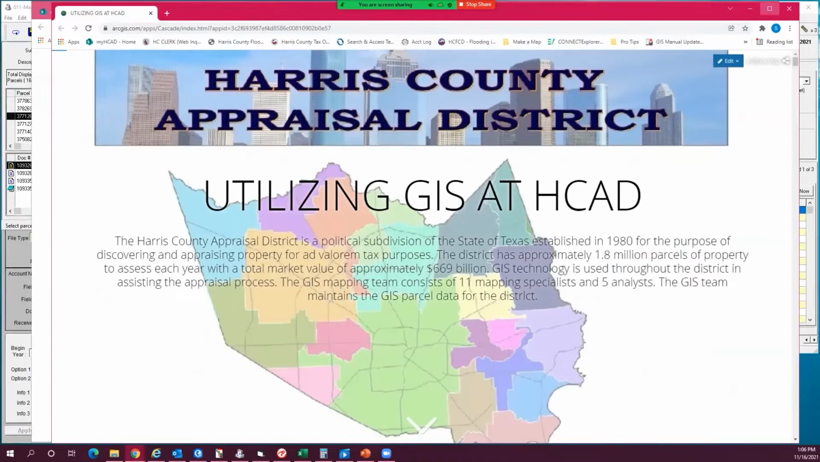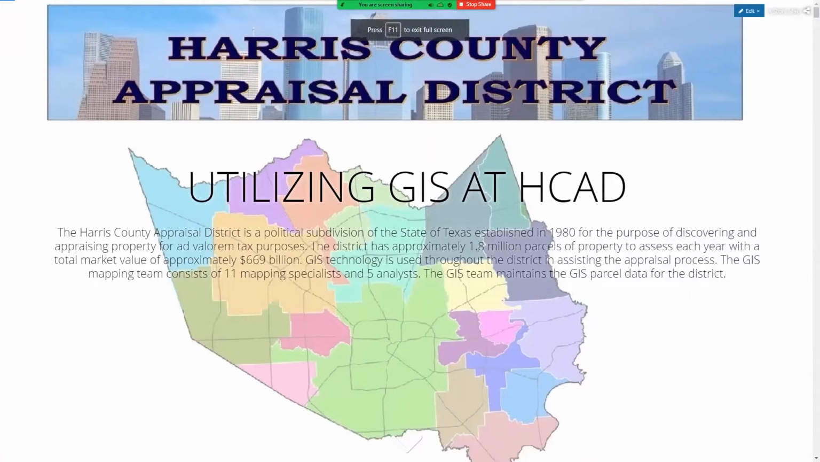I'm going to use a story map to tell you about how we use GIS at the appraisal district. What we do is we determine the values for property in Harris County. That's what our appraisers do. And what we do as the GIS team is support that process. We are made up of 11 mapping specialists, one of whom is me, and then we have 5 analysts that help make the appraisal process more efficient and just better all the way around.